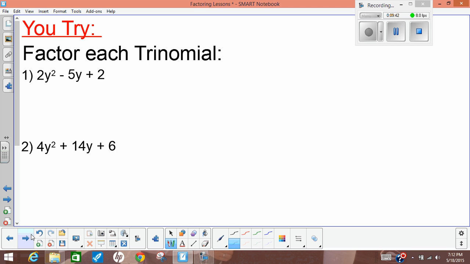So go ahead and try these two trinomials using the AC method. And if you have questions, make sure you write them down and ask them in class.